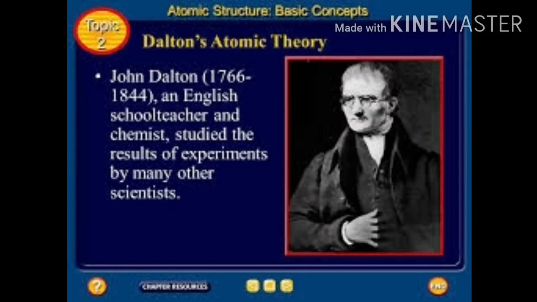Today we are going to learn about John Dalton's atomic theory. Let us see the key points of Dalton's atomic theory. Dalton's atomic theory proposed that all matter was composed of atoms, indivisible building blocks. While all atoms of an element were identical, different elements had atoms of different size and mass.